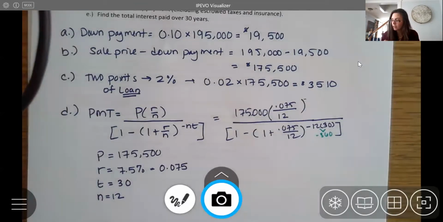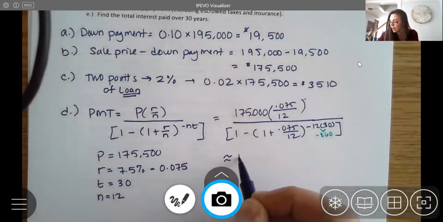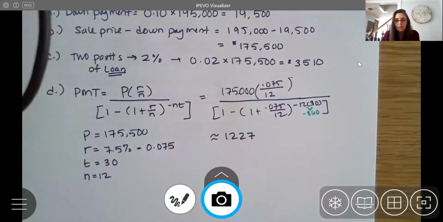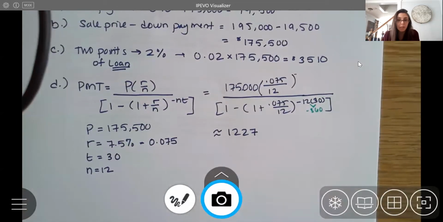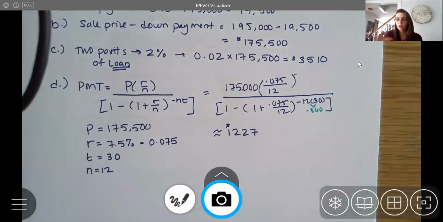And then we can go ahead again, just plug this all into our calculator. And what you get is about 1227 here. So we're just rounding to the nearest whole number, but typically your mortgages do have decimal places. They don't usually round to the nearest whole number. They usually round to 2 decimal places. So the mortgage is going to be around 1227 per month. And again, this does not include your taxes or your insurance or your bills or anything else. This is just the loan.